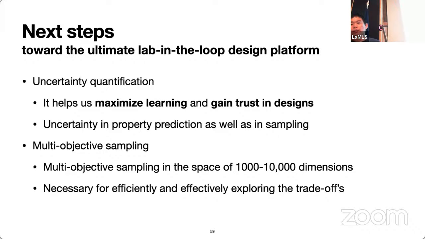Two things that we really need to work on at the moment are, one, uncertainty quantification plus active learning, because it really helps us maximize learning and also gain trust in our own designs. Uncertainty has to be defined not only in terms of the property prediction, but also in terms of the sampling. So can we actually quantify the uncertainty in this combinatorial space? I don't think anybody actually has a good answer to that one.